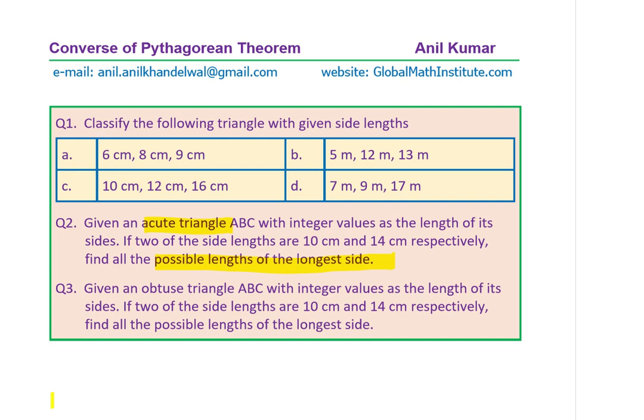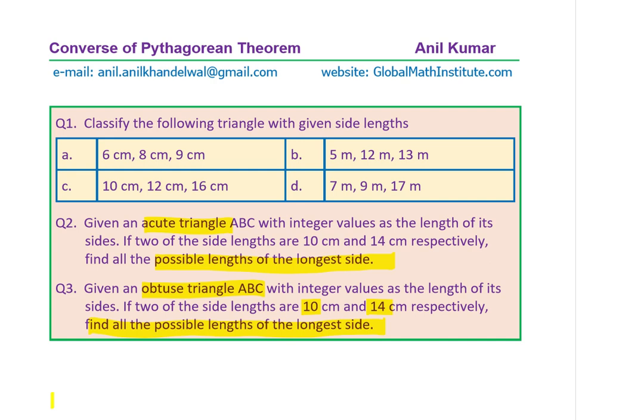Now this question is modified, and the same question is put for an obtuse angle. Now the question becomes, given an obtuse angle triangle ABC and the integer values of two sides, same lengths as previous, find all possible lengths of the longest side. So that becomes our question number 3. I'd like you to pause the video, answer these 3 questions, and then look into my suggestions.